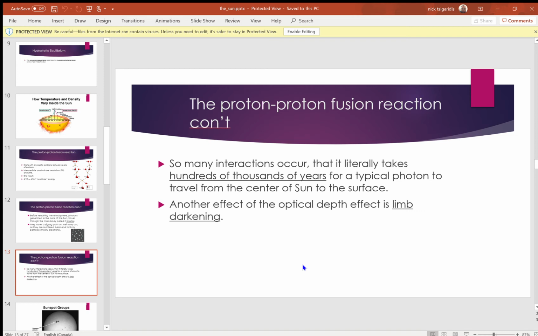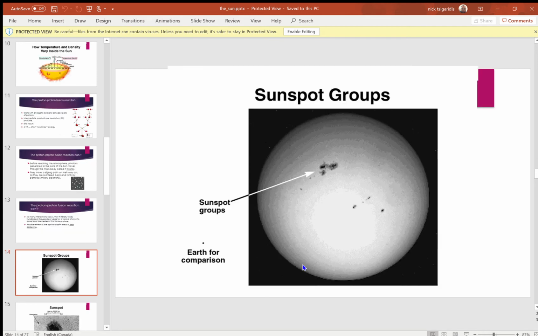Another effect of what you get with regards to this is optical depth or limb darkening, and so you can see here. We also have surface features that are very interesting. These are called sunspots. If you take a look here, Earth is very small in comparison. Now, sunspots are really interesting. They are caused by magnetic disturbances on the surface of the sun.